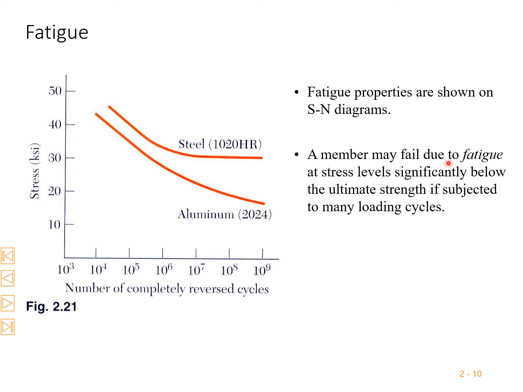A member may fail due to fatigue at stress levels significantly below the ultimate strength if subjected to many loading cycles. If you take this steel member with the number of repeated cycles, the strength degrades. The member may fail due to fatigue because of repetition of cycles. It experiences fatigue, so at stress levels significantly below the ultimate strength, it would fail if it is subjected to multiple loading cycles, which causes fatigue.